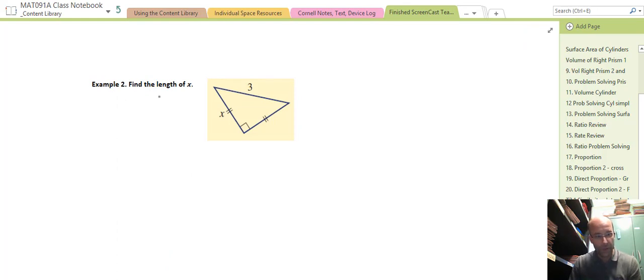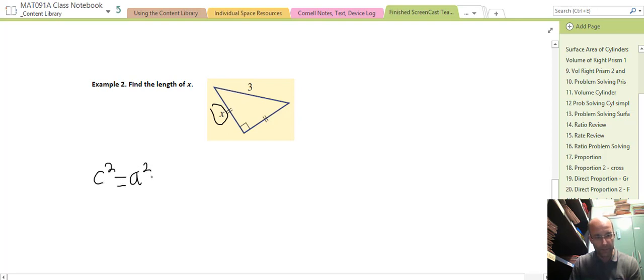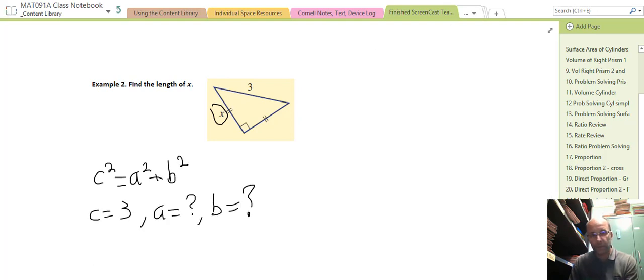One last example. Example 2, find the length of x. So we can see x. We can see it's a right angle triangle and it's a side length, so it'd be pretty reasonable to write down Pythagoras' theorem. C squared equals a squared plus b squared.